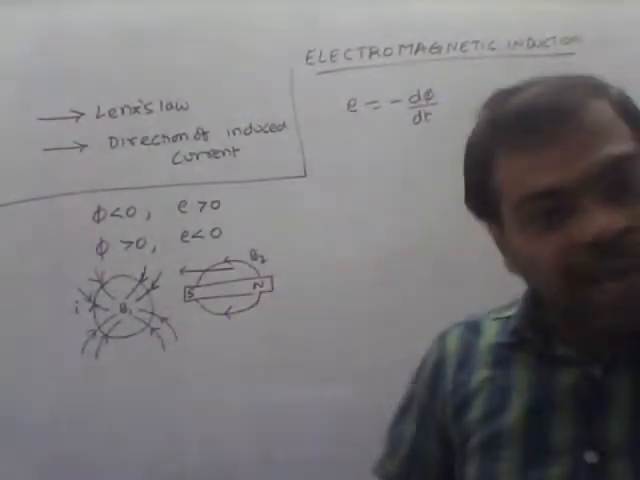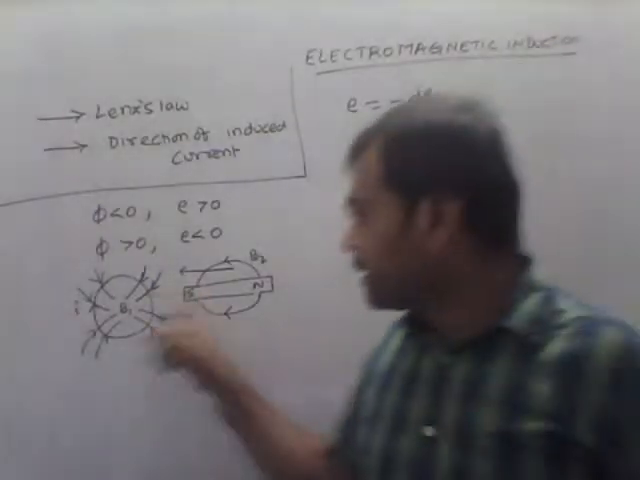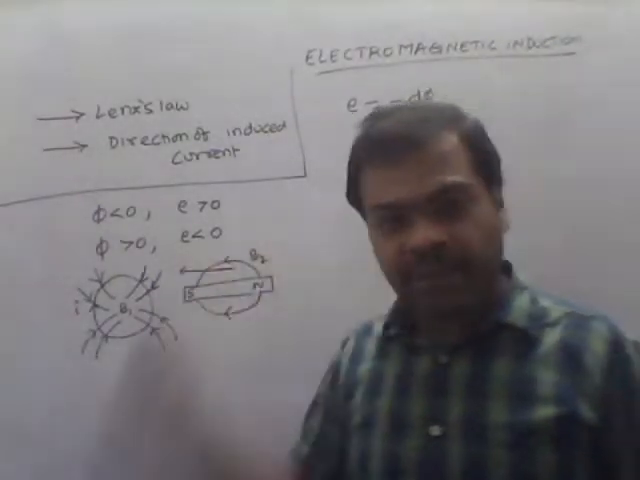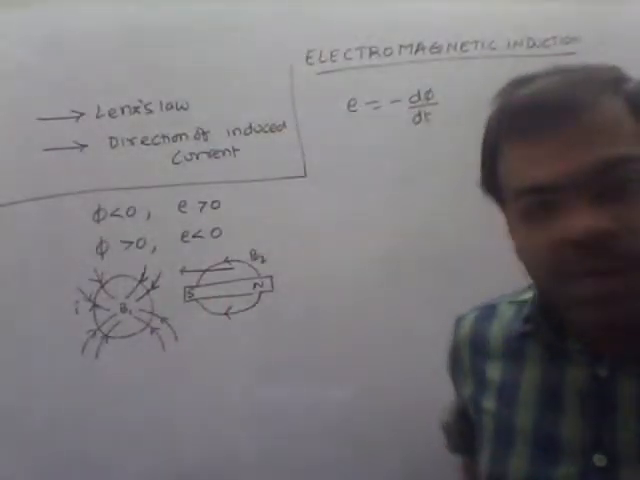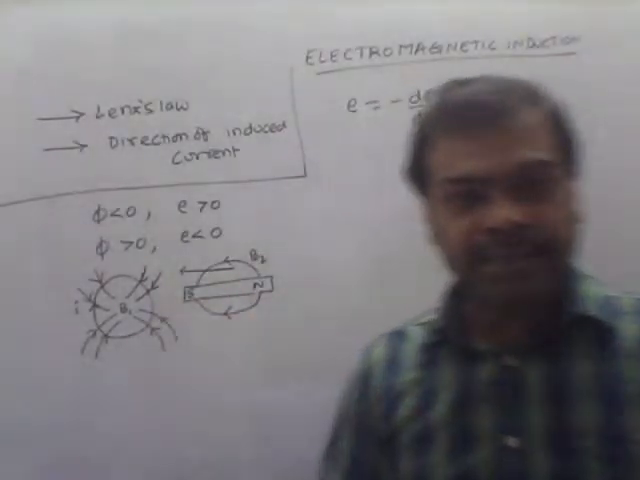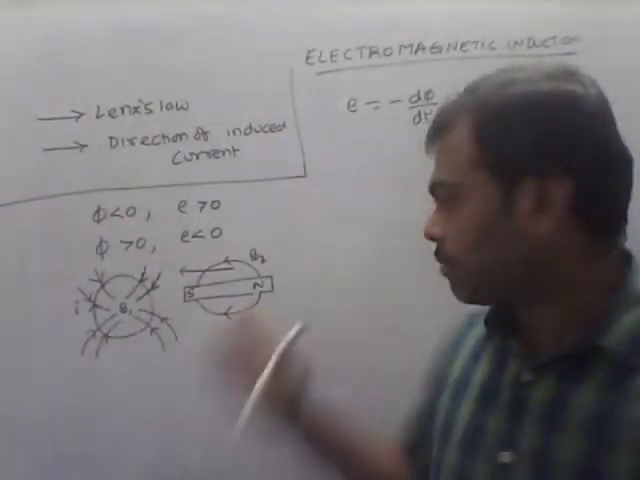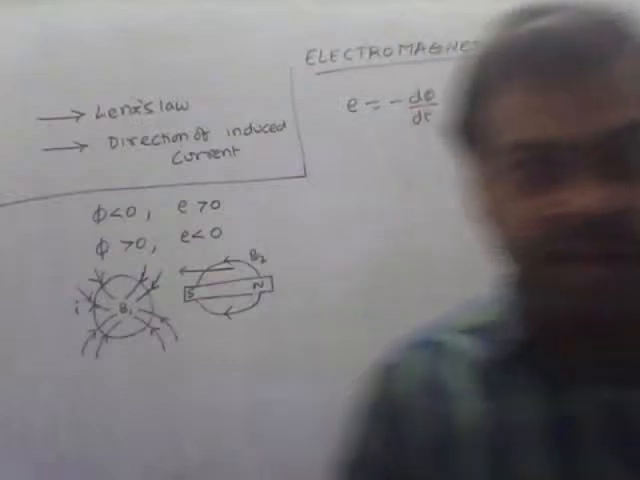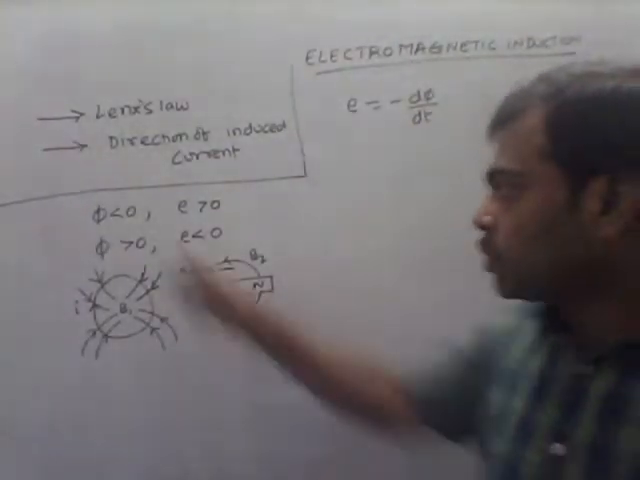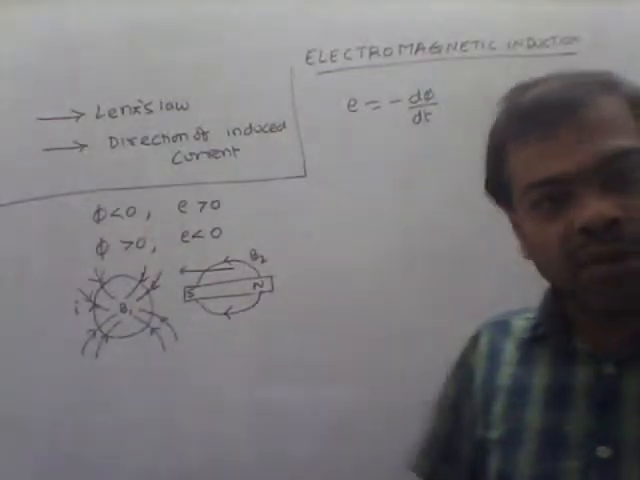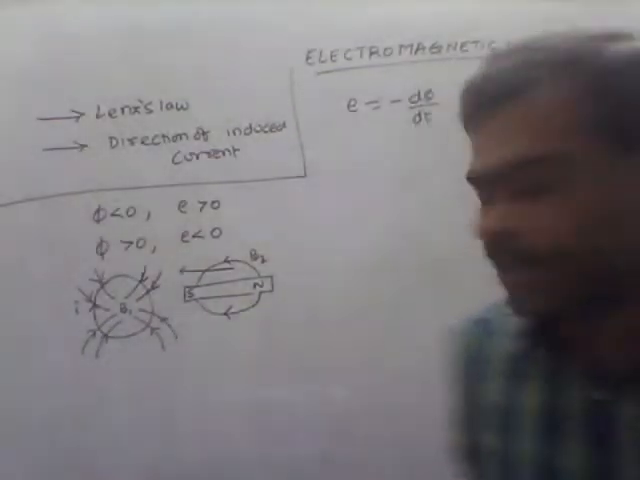Whenever it is moving away, since it is repelling, each one has a magnetic flux individually. As the magnet moves away, the flux decreases. Due to that, the induced EMF will be greater.